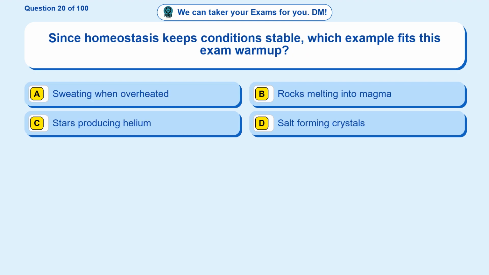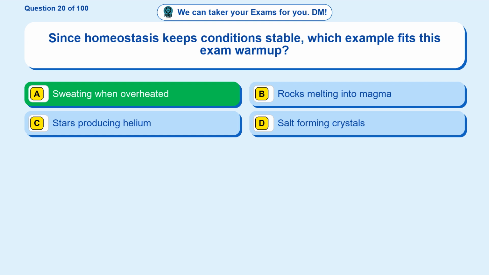Question 20. Since homeostasis keeps conditions stable, which example fits this exam warm-up? Option A. Sweating when overheated. Option B. Rocks melting into magma. Option C. Stars producing helium. Option D. Salt forming crystals. The correct answer is option A.